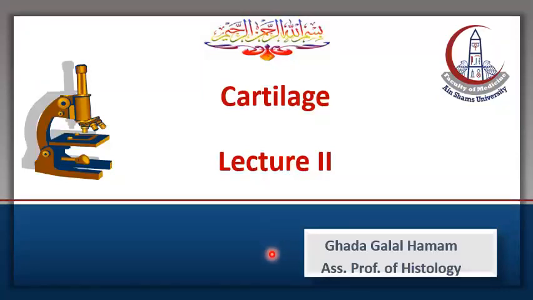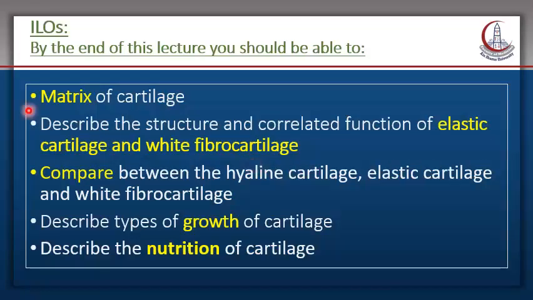Bismillah ar-Rahman ar-Rahim. Today we are going to finish the cartilage. We will discuss the matrix of the cartilage. We will discuss the two other types of cartilage, which are elastic cartilage and white fibrocartilage. We will compare between different types of cartilage. We will also discuss the growth of cartilage and nutrition of cartilage.